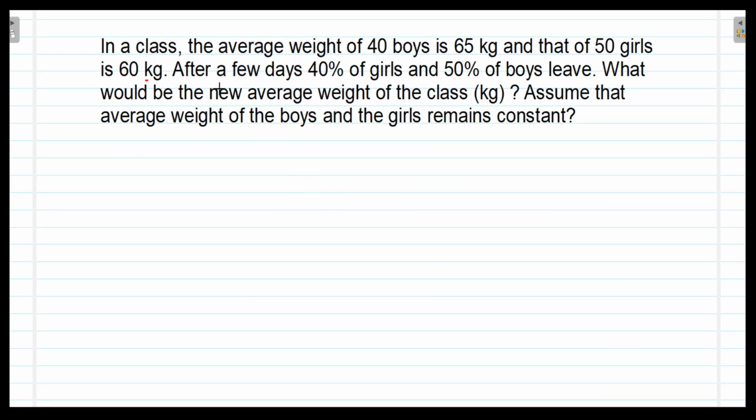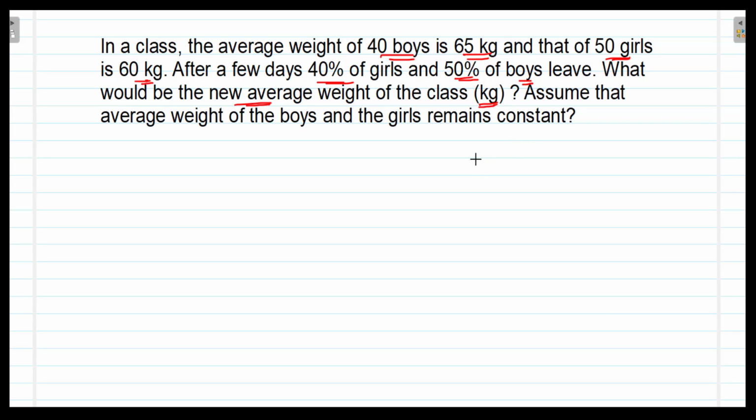Friends, the question is on the screen. In a class, the average weight of 40 boys is 65 kg and that of 50 girls is 60 kg. After a few days, 40% of girls and 50% of boys leave. What would be the new average weight of the class in kilograms? Assume that the average weight of the boys and the girls remain constant.